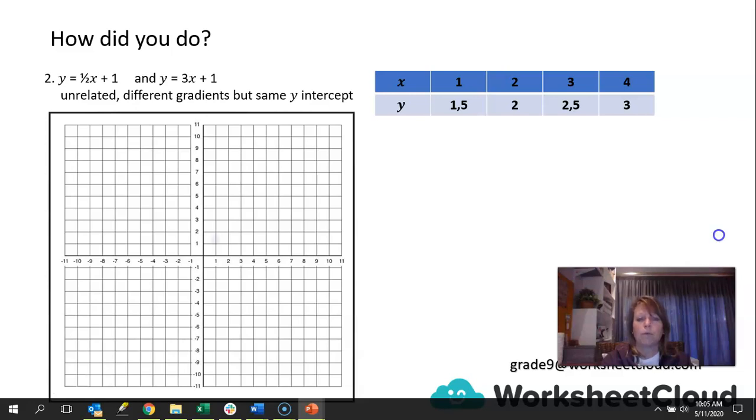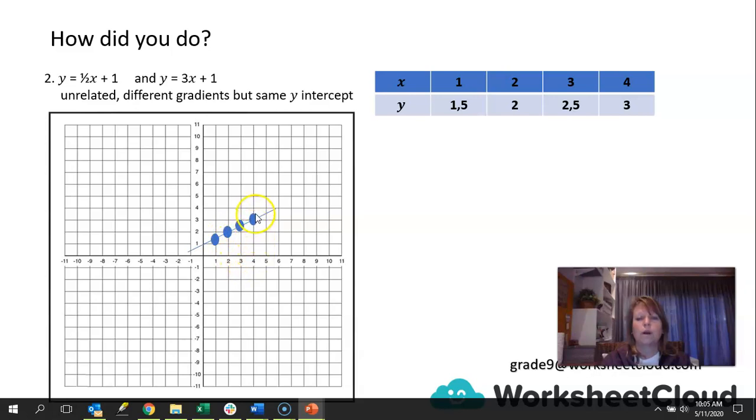Let's plot this graph. There's 1 and 1 and a half. There's 2 and 2, 3 and 2 and a half, and 4 and 3. Okay? See where the y-intercept is? It is at 1. So when I draw my line graph, it will go through my y-intercept and it will go through all the points. So where x is 1, y is 1 and a half. Where x is 2, y is 2. X is 3, y is 2 and a half.